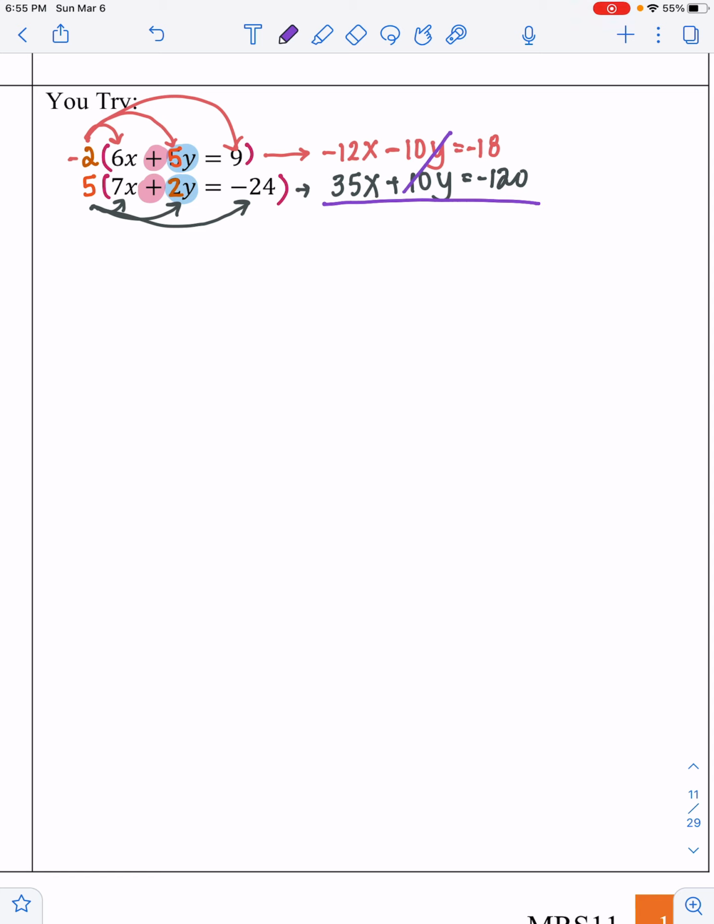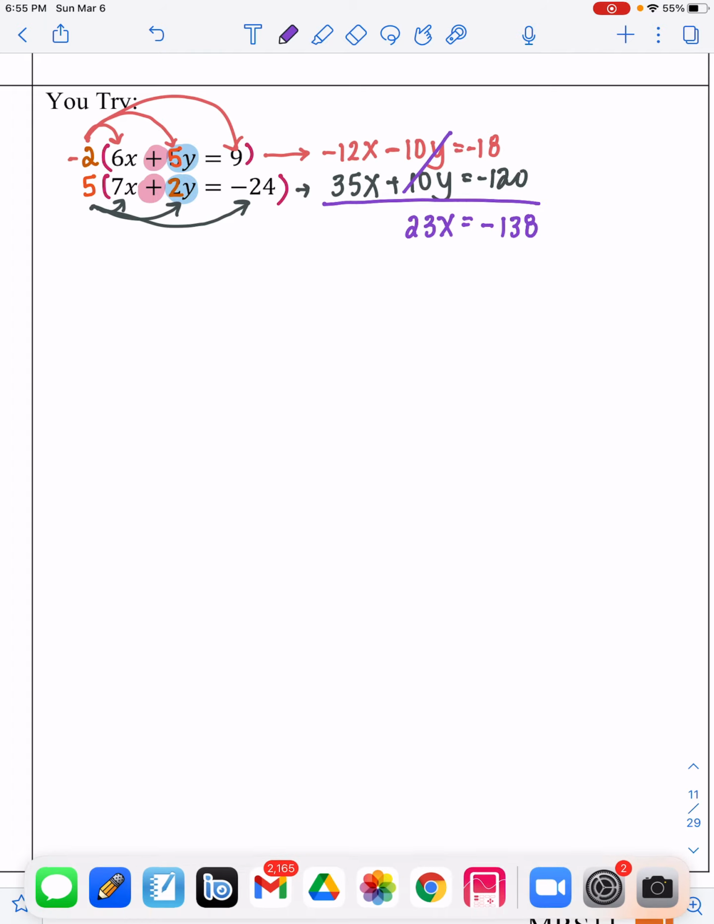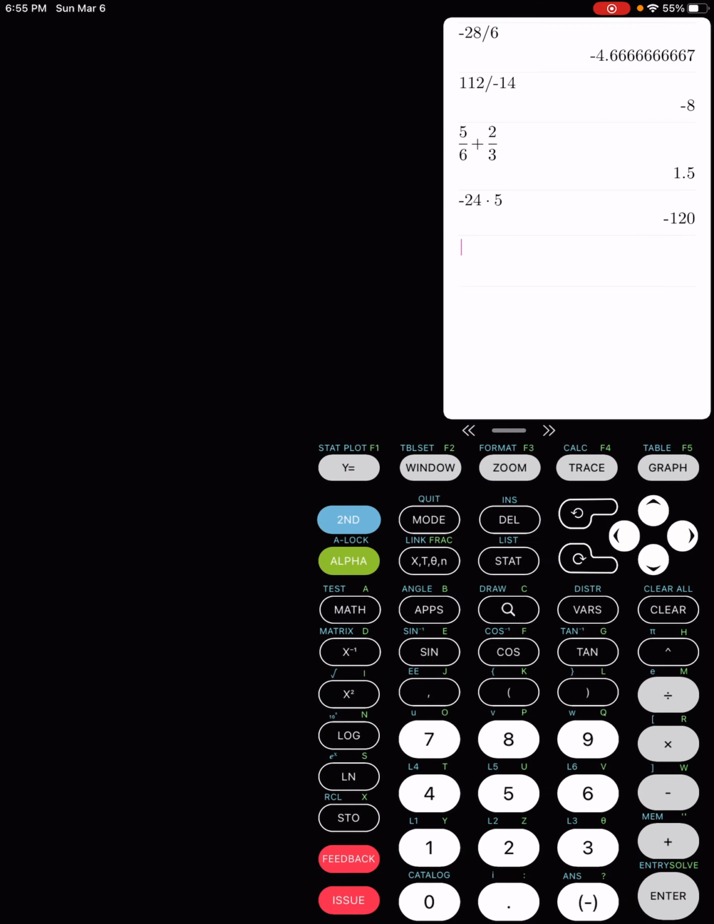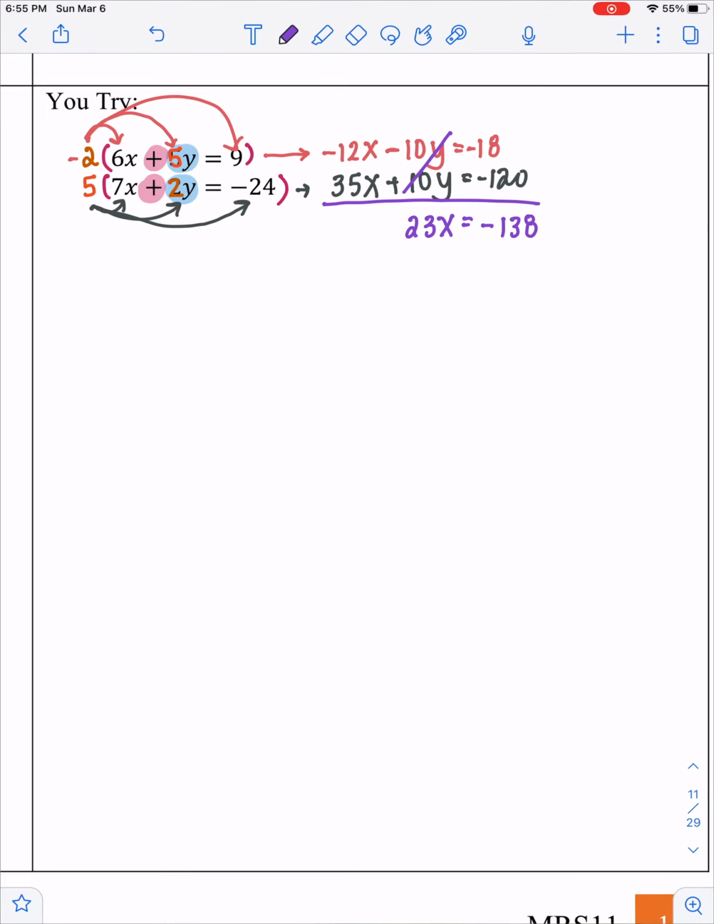Negative 12 plus 35, you get 23x. If I add these together, you get negative 138. Sorry, I'm having major issues right now. All right, let's see if that divides. Negative 138 divided by 23, and we get negative 6. So x equals negative 6.